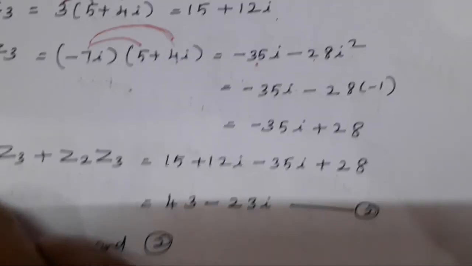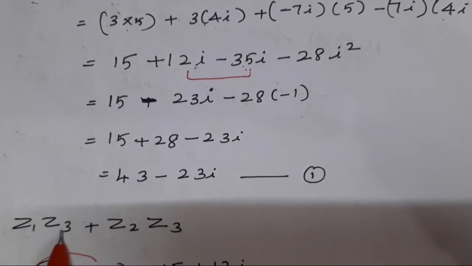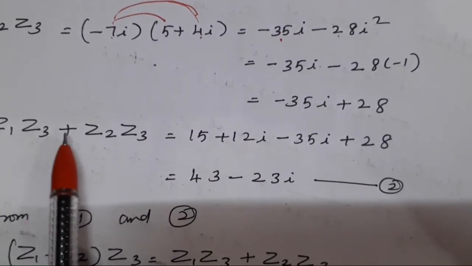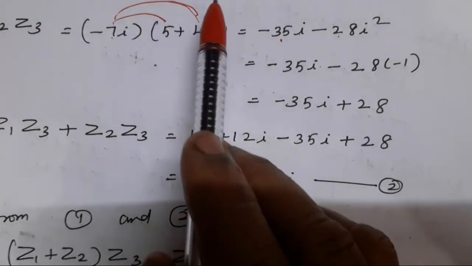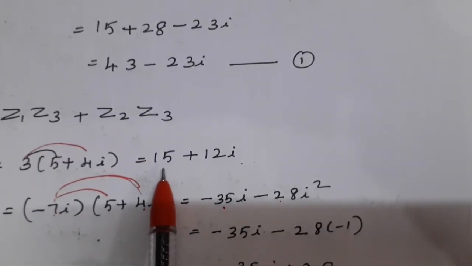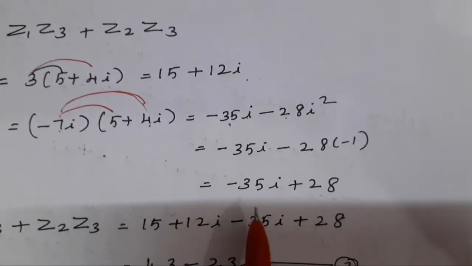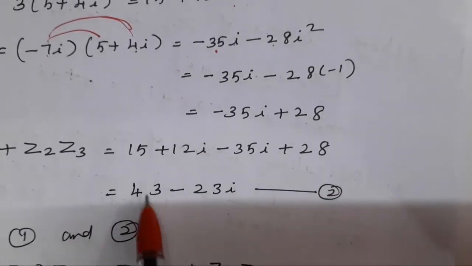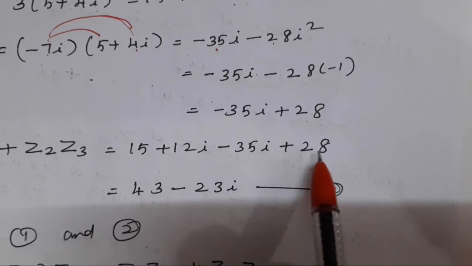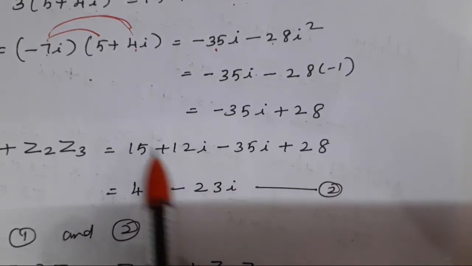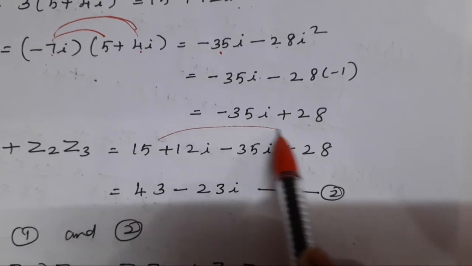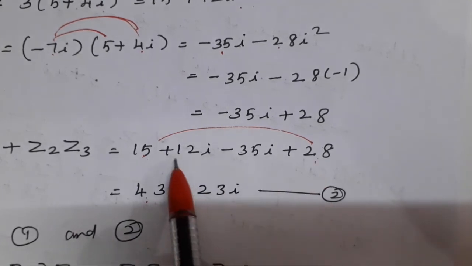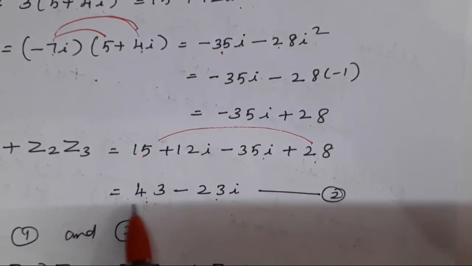So rewrite now. See the RHS part is Z1 into Z3 plus Z2 into Z3. We substitute here. Z1 into Z3 we found is 15 plus 12i. Z2 into Z3 we found is minus 35i plus 28. What is the result we get? We write it here: 15 plus 12i minus 35i plus 28. 15 plus 28 is 43, adding the real part with the real part. Plus 12i minus 35i is minus 23i.